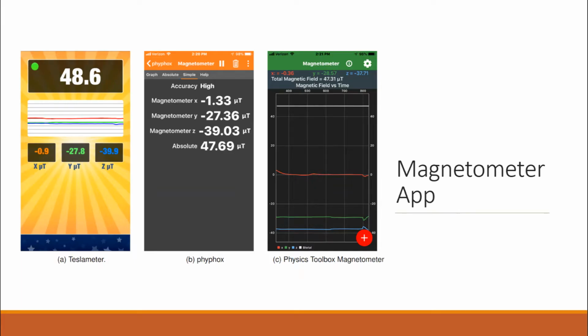For this lab, you're going to need a magnetometer app. These are 3 apps recommended by my professor. I myself use the middle one, Firefox, because you can easily distribute the magnetometer X value, the Y value, and the Z value, as well as the net value, which is represented as absolute. Also, the units are already in microteslas.